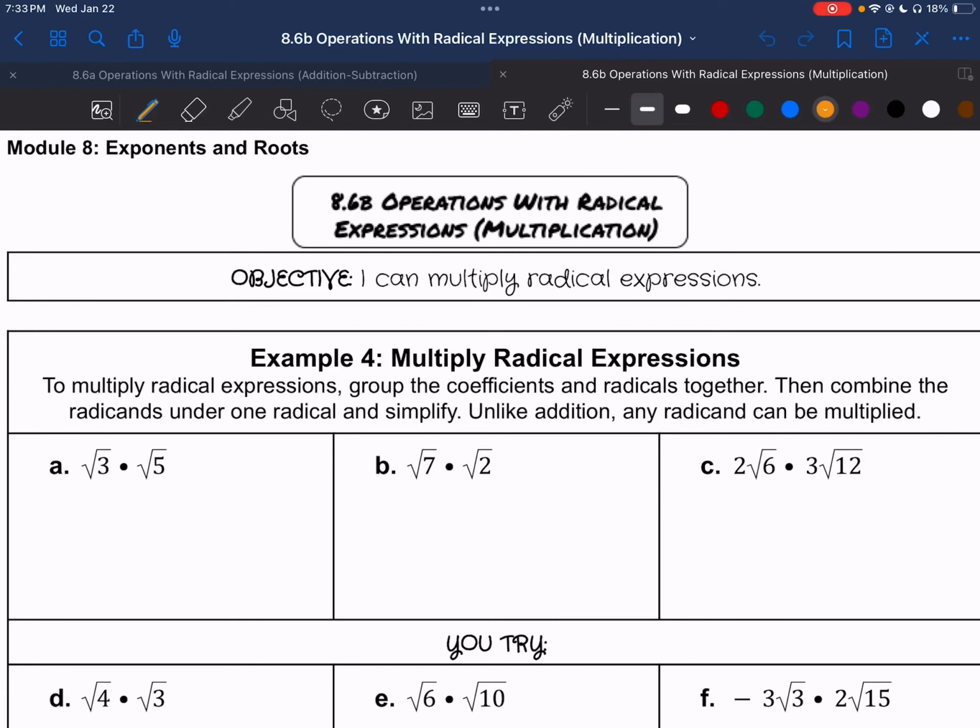Hello and welcome to Module 8.6b, Operations with Radical Expressions, Multiplication. Our objective for today is that I can multiply radical expressions.